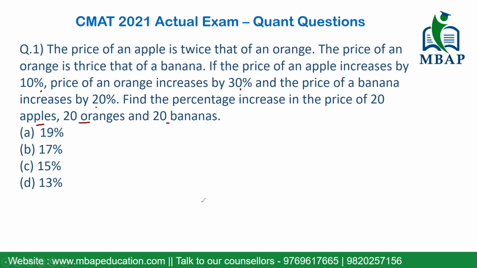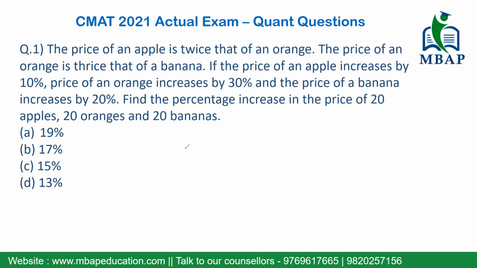One hint I'll give you is about the last part. Since the number of units is the same, the answer is independent of the number of apples, oranges or bananas you have taken. The percentage increase is going to be the same whether you take one apple, one orange and one banana, or 20, 20 and 20 of each. Let's start solving this question.